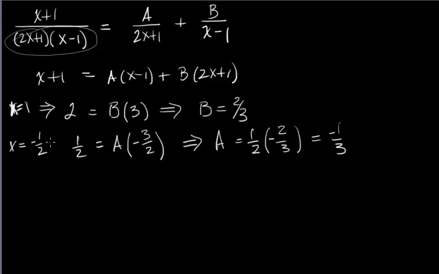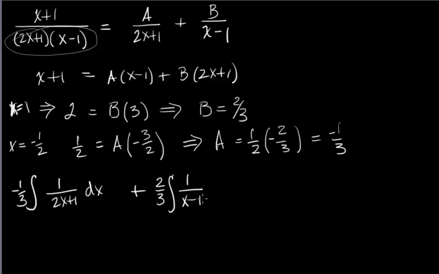So then we'll rewrite the integral. Our integral is now the integral of a over 2x plus 1. So I'll bring the minus 1/3 out and write 1 over 2x plus 1 dx plus b, 2/3, might as well bring it out, times 1 over x minus 1 dx. Now these both will fit the pattern 1 over u du. This is what we'll be using. The integral of 1 over u du is equal to the natural log of the absolute value of u.